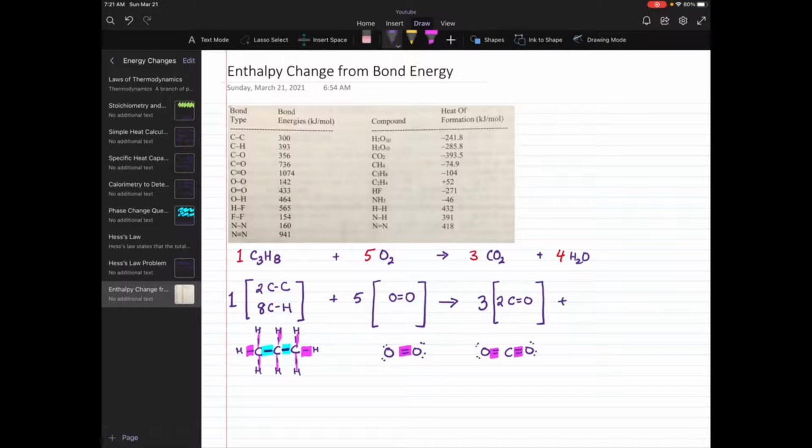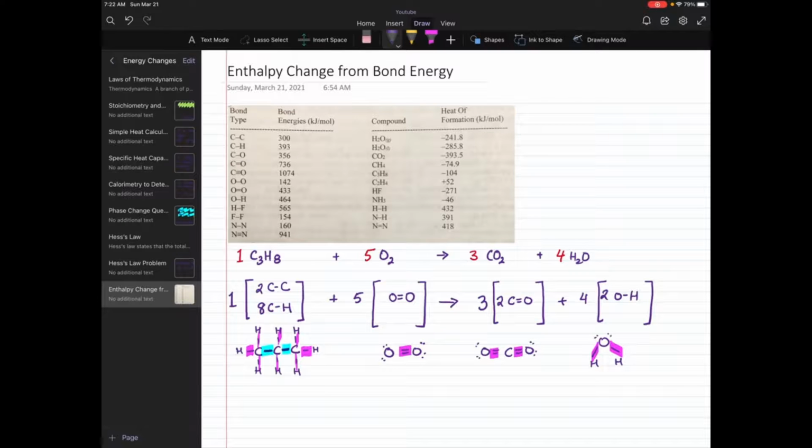Plus our water. Our water is O and H and H. And then in this case, we have 4 of these waters. And each water has, again, labeling 1, 2, we have 2 OH bonds that we have to break. We have to determine the amount of energy required to break the bond. So we have 4 of those. So once we have identified this information, now we can go back to the chart and determine the bond energies.